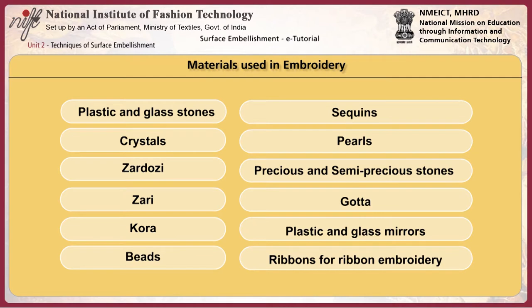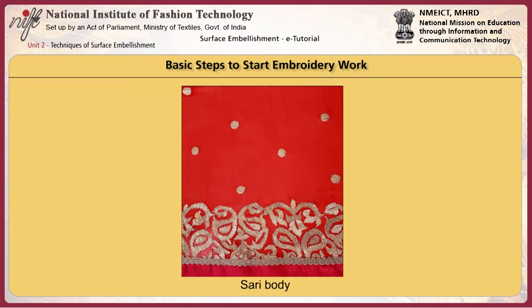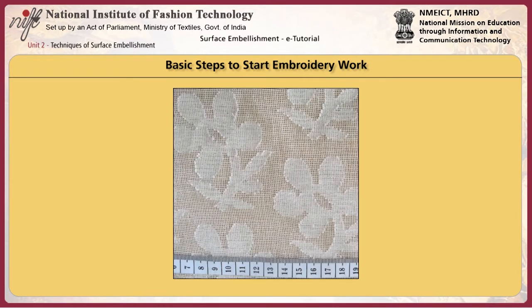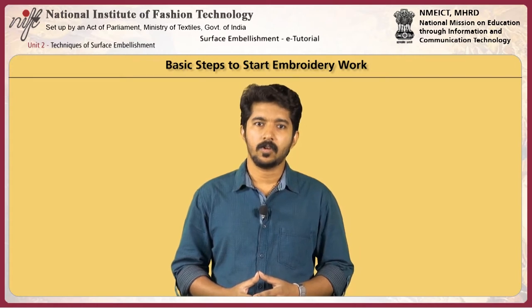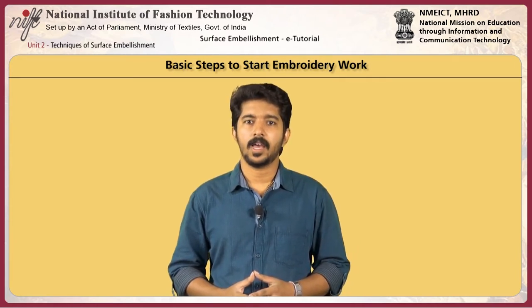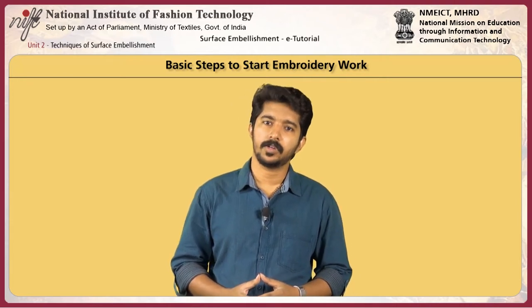Materials used for embroidery are plastic and glass stones, crystals, sardozi, zari, kora, beads, sequins, pearls, precious and semi-precious stones, gota, plastic and glass mirrors, and ribbons for ribbon embroidery. Embroidery is the art of working ornamental designs on items such as cloth and leather with decorative stitches. There are different kinds of embroidery which are known by variant names such as cut work, smocking, and mirror work. It is essential to learn the basic stitches for successful embroidery work. In addition, you should acquire the ability to choose the right kind of stitches, designs, and color combinations suited to the type of fabric and the purpose and use of the garment or article on which the embroidery is to be worked.